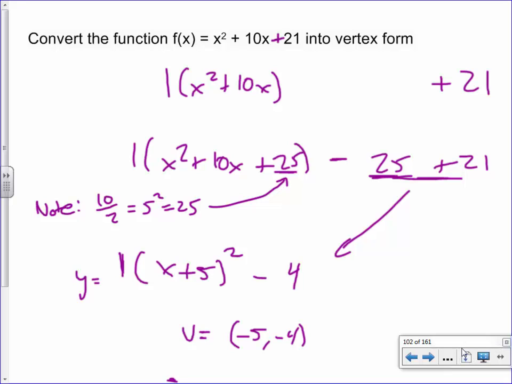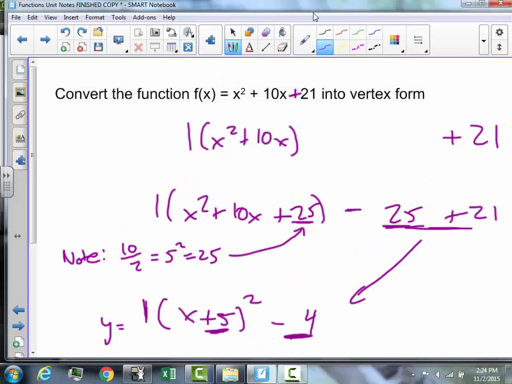Does that make sense? Okay, so in vertex form, this number right here, if you flip it to the opposite sign, it's your x coordinate of the vertex. And this number right here, you leave it exactly as it is. That's your y coordinate of the vertex.